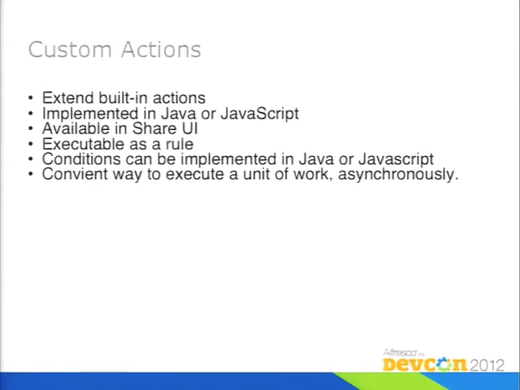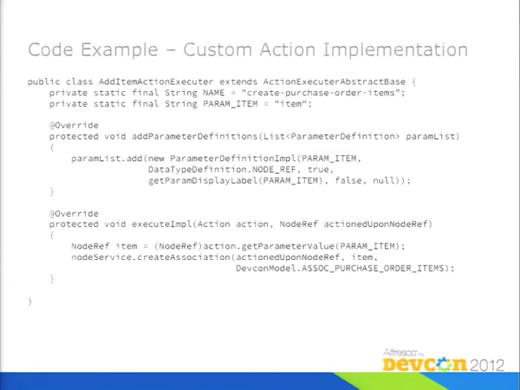So we move on to actually writing a custom action. We saw earlier our model of the purchase order with items. What we're going to do is implement a way to add items to the purchase order via the UI. To implement an action, we extend the action executor abstract base class. This provides a template method for registering the action and creating an action definition, so defining what parameters are needed and what conditions are needed.